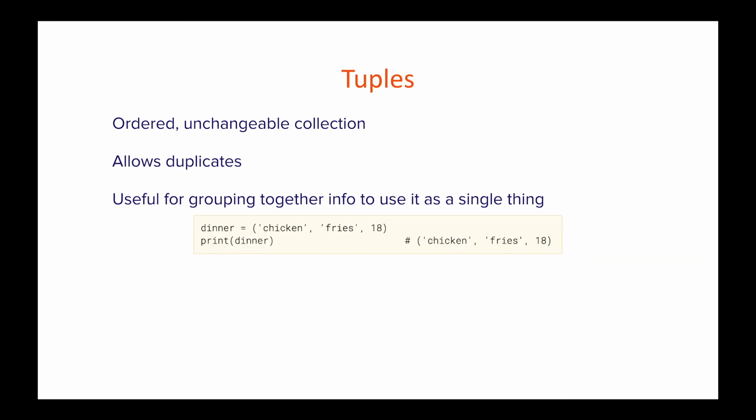And in order to create a tuple, it's quite easy. It's very similar to lists, except instead of a square bracket, you would have a round bracket to create your collection. Here we have, for instance, a variable dinner that is a tuple composed of a string chicken, another string fries, and the number 18 that might signify 18 o'clock, so 6 p.m., right? And if we print the dinner, we might get chicken, fries, and 18. So the order here, we can see that it is preserved.